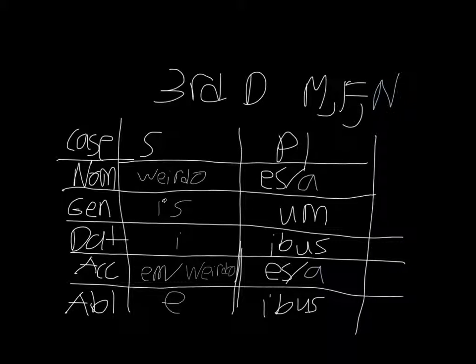So, as you can see, this is the third declension chart. In third declension, there's masculine, feminine, and neuter. This is one of the hardest declensions because of the nominative weirdo and the accusative neuter weirdo. These are hard because there's not really just one ending for these. There's multiple, a lot. So that makes it harder to determine which declension the word is.